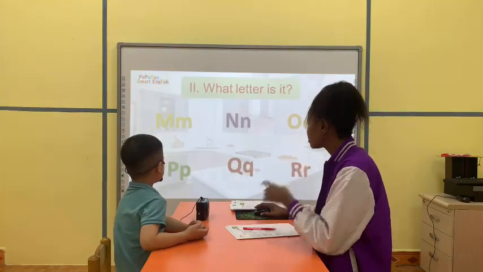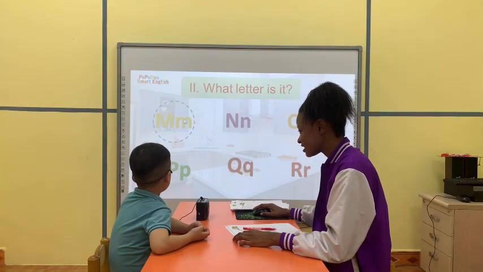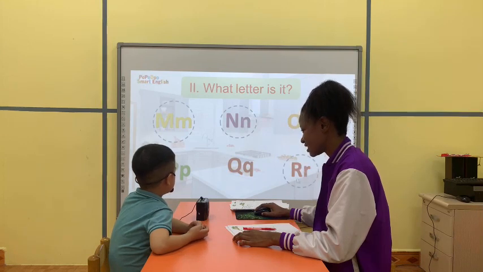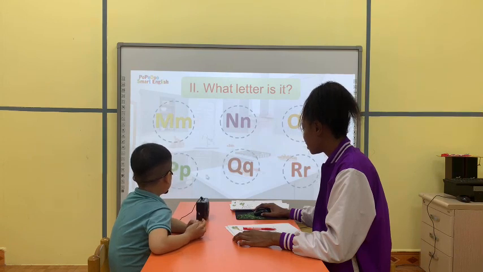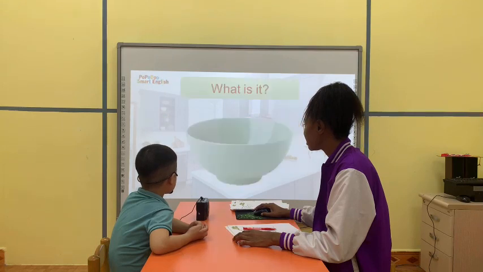Okay, Bob, let's look at the screen. What letter is it? Letter M. It's letter M. Okay, what letter is it? It's letter N. Very good. What letter is it? It's letter R. Yes, what letter is it? It's letter O. Good. What letter is it? It's letter P. Very good. What about this one? Q. Okay, good.